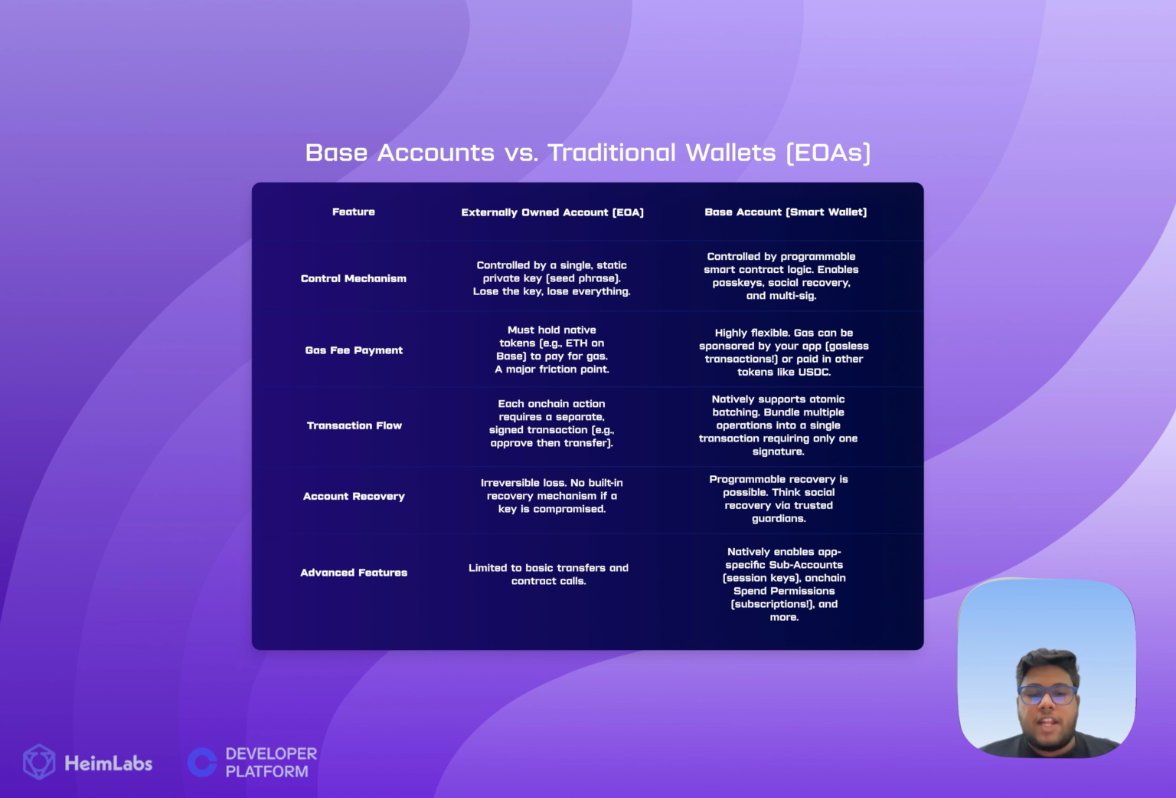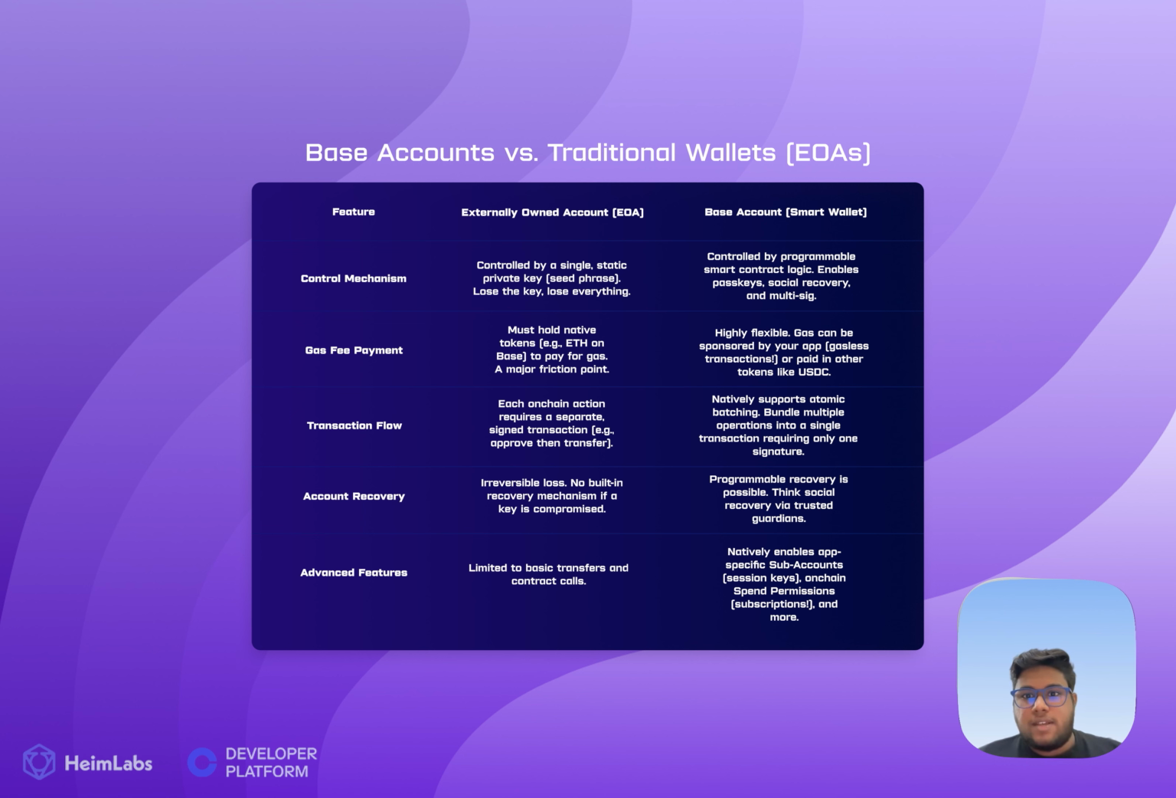So we have a visual table over here which explains the different features and how they work in externally owned accounts and base accounts. First of all, we have the control mechanism by which a user controls their wallet. In externally owned accounts, this is controlled by a single static private key, which is the seed phrase. And if you lose the key, you will lose everything. You will lose complete access to the wallet. Here, the only backup is the seed phrase. And if you lose the seed phrase, you lose complete access to the externally owned account.